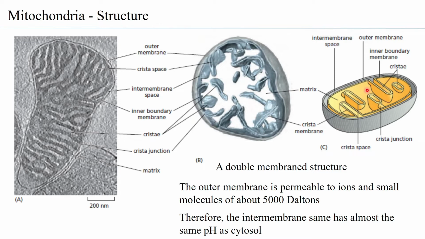The inner membrane is not permeable to ions and small molecules. So its composition is such that it is much more impermeable than the outer membrane. That is something very interesting with respect to the structure. That means the composition of the inner membrane vis-a-vis the composition of the outer membrane is very different, and hence the functions of the inner and the outer membrane are accordingly different.